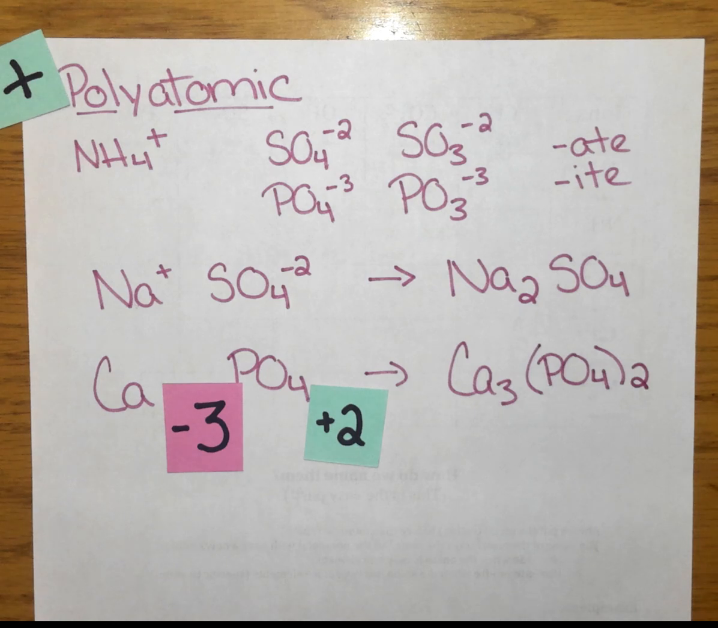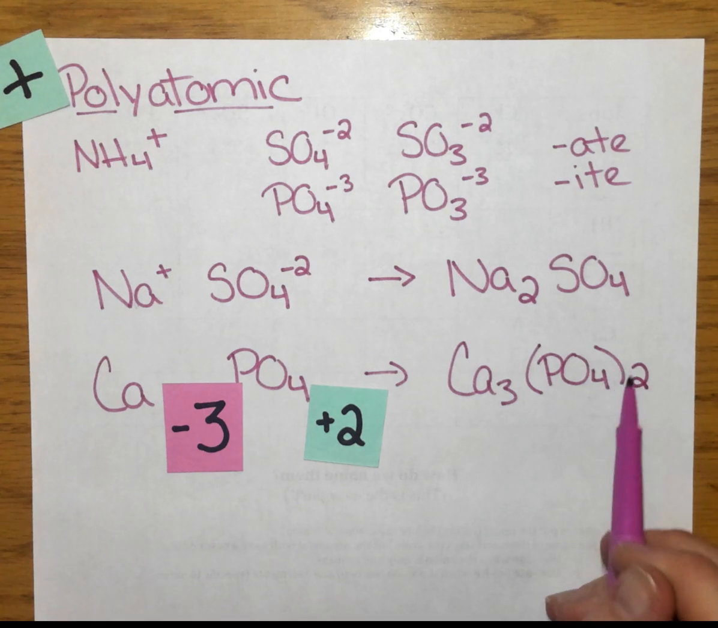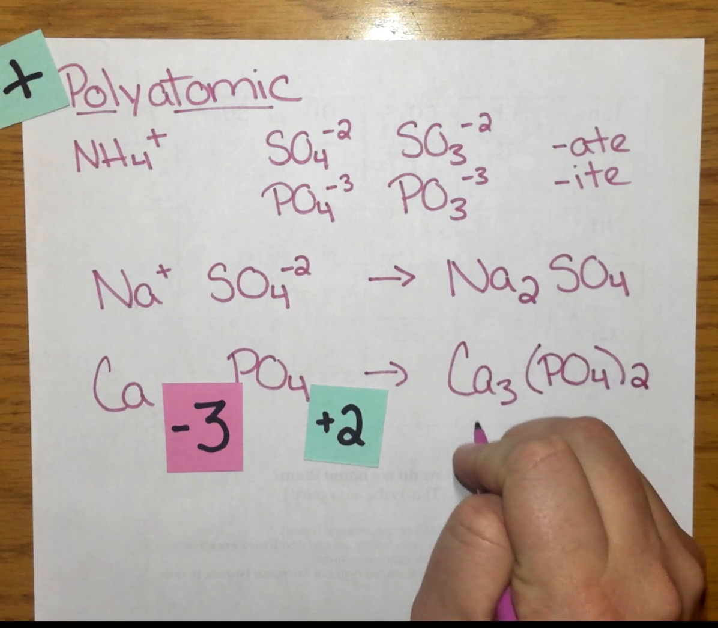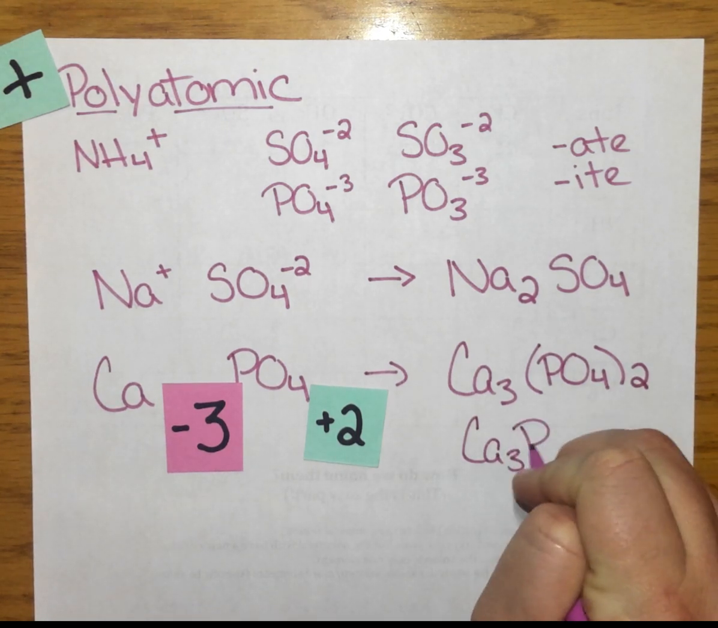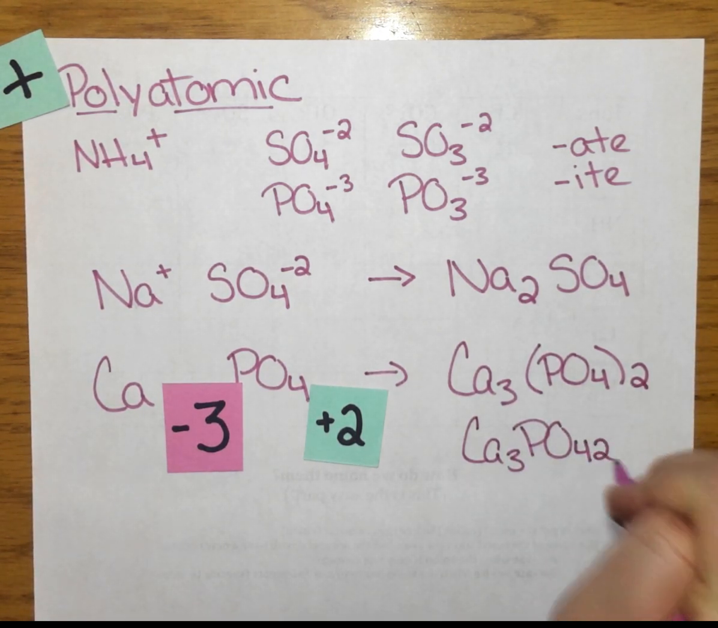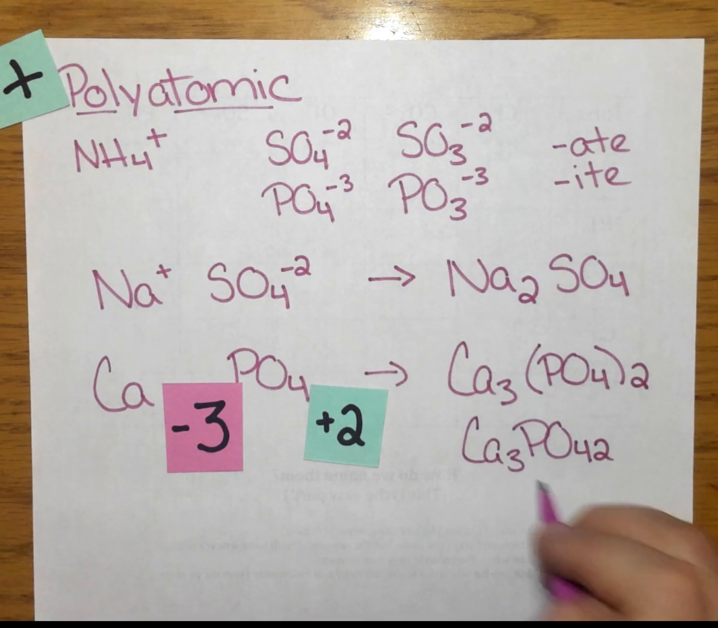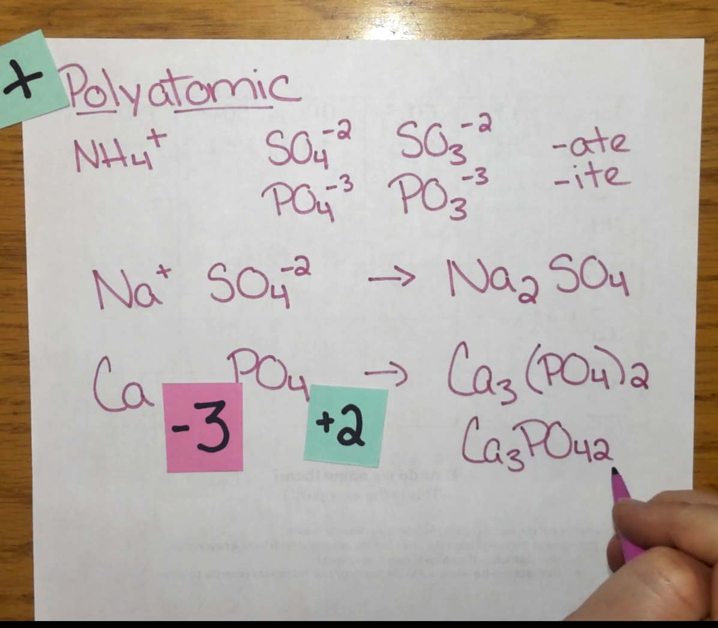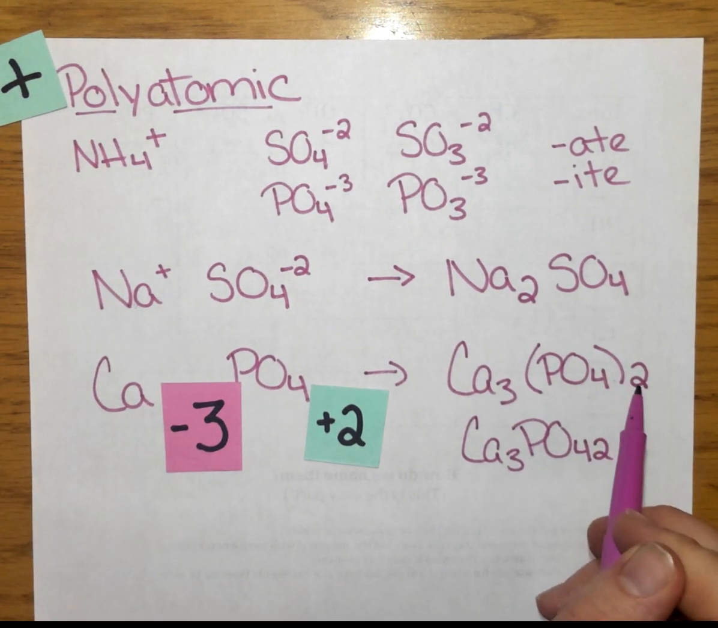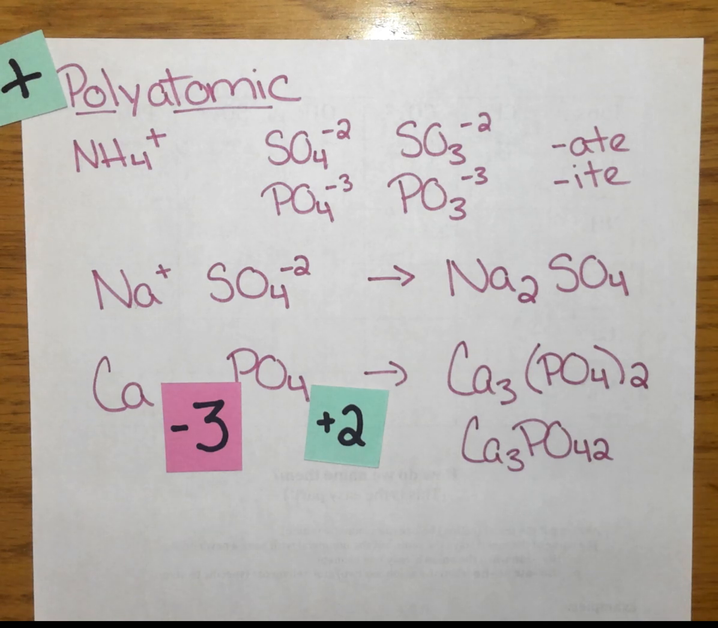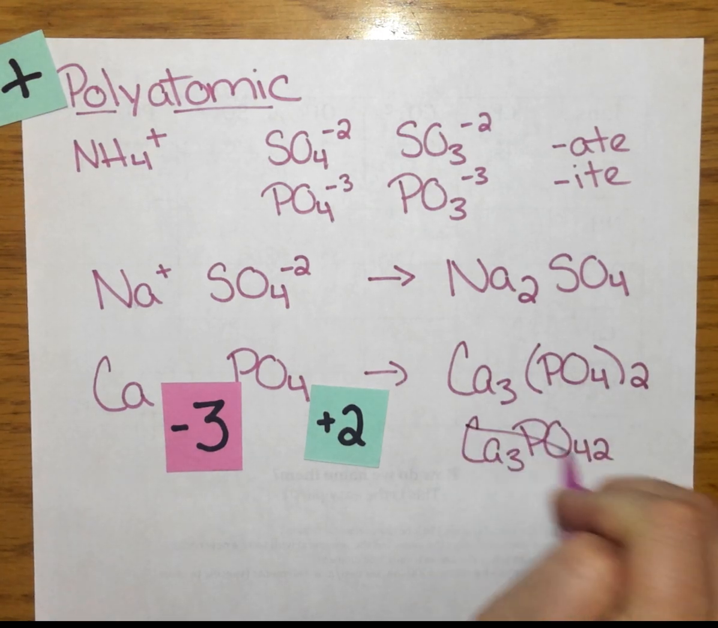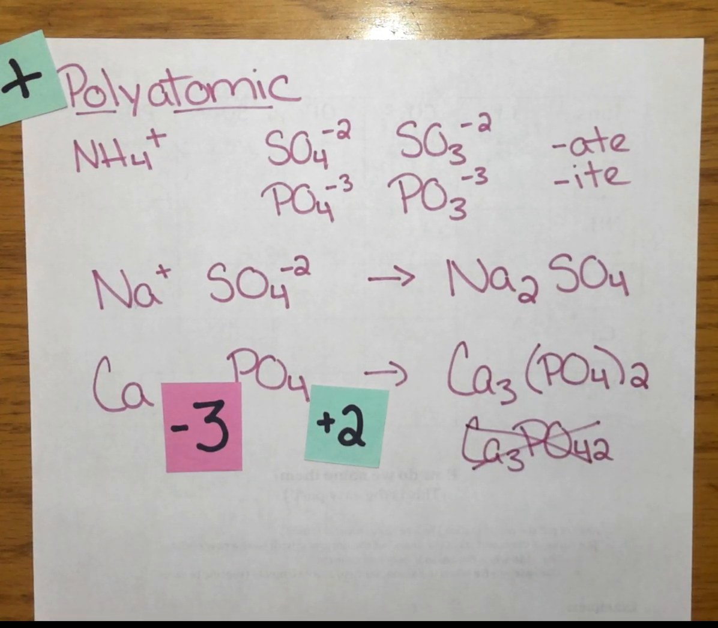A lot of times people don't want to write the parentheses, and if we were to just put a 2 here, okay, if I had Ca3PO42, what that ends up looking like is that I have 3 calciums, 1 phosphorus, and 42 oxygens, okay? But really, I have 3 calciums and 2 phosphorus and 8 oxygens. I have 2 of this group. I don't have 42 oxygens, so we don't want to make that mistake. That's not what we want to write.